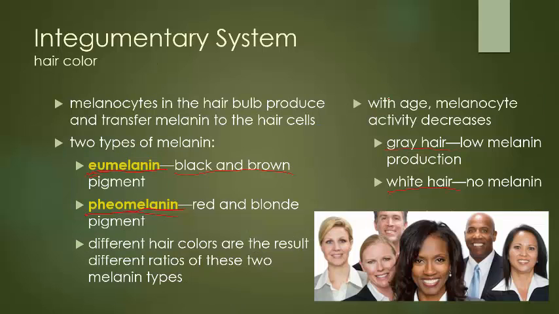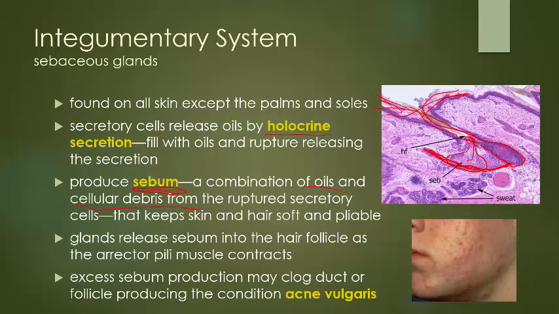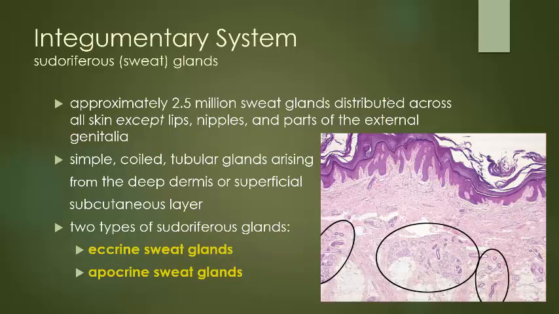Now let's take a look at, oops, went the wrong way again. Here we are, the sudoriferous glands, also known as sweat glands. We have approximately 2.5 million sweat glands spread out across the skin, and they're found in all skin except for the lips, the nipples, and again parts of the external genitalia. Now these are simple, so unbranching, glands.